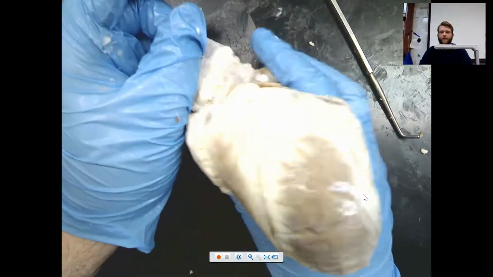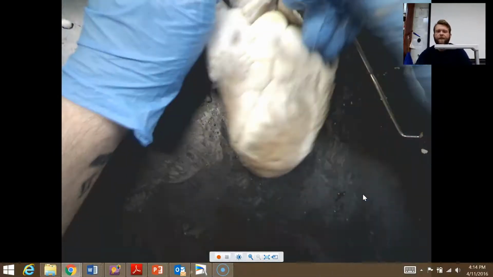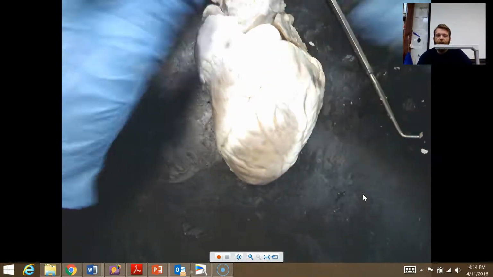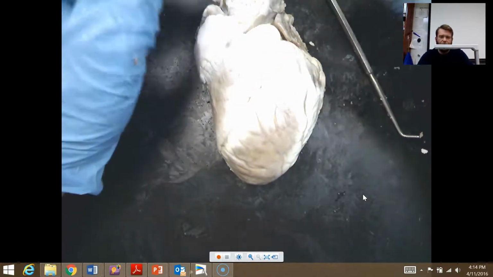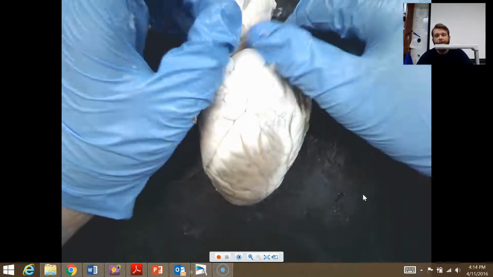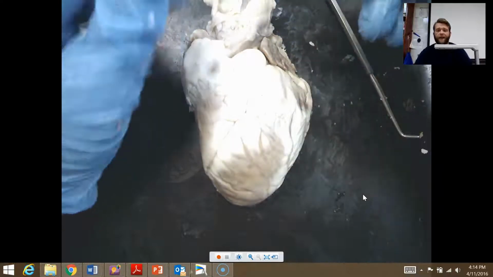For the heart, again, review all of the different features, the things on the outside, the things on the inside. Know the pathway of blood flow through the heart, and review that a few times to make sure that you're capable of telling me the answers to that and describing that on your exam.